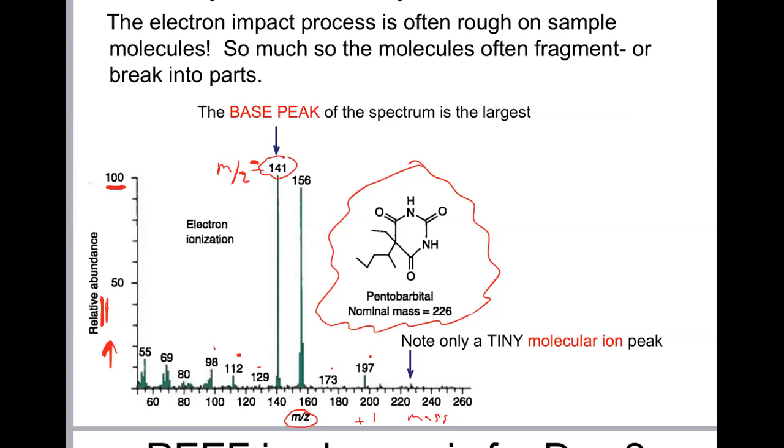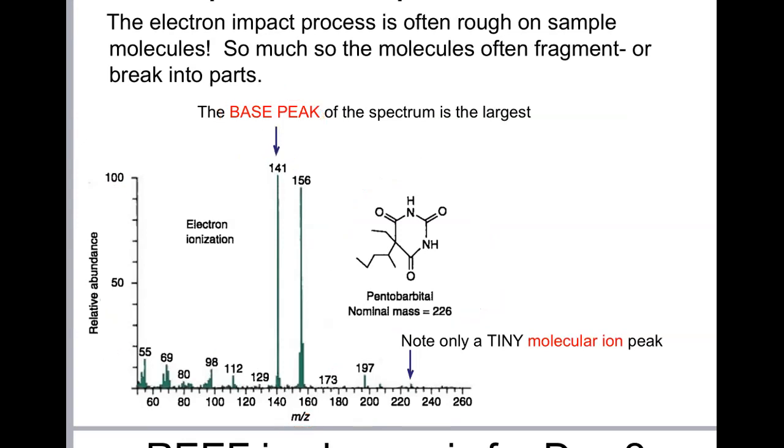Now, in a mass spectrum, that biggest peak is called the base peak, just the terminology. We call that the base peak. It's the largest peak in the mass spectrum. So 141 is said to be the base peak here. Now, for this particular molecule, pentobarbital, if you add up the masses of the parts, you end up getting 226 AMU as your molecular weight, okay? So based on what I've told you already, you'd expect to see a huge peak for pentobarbital at 226. But if we look at the mass spectrum, there's only a tiny little peak there. Most of the peaks are much smaller than that.